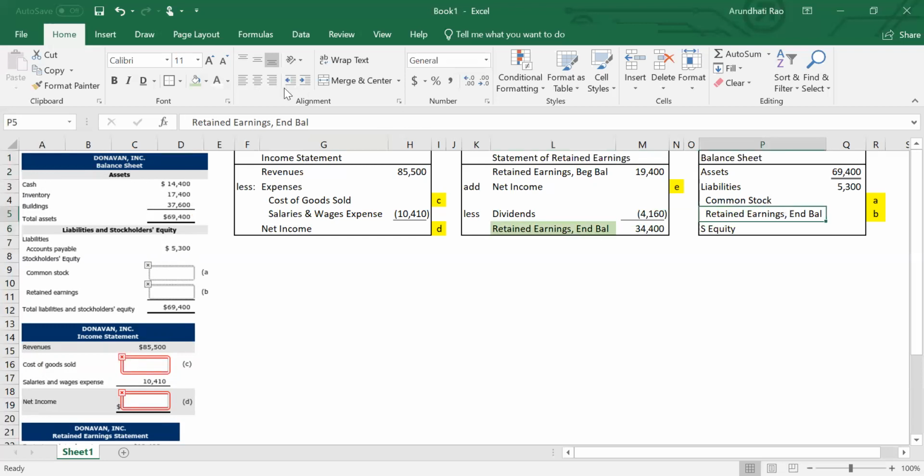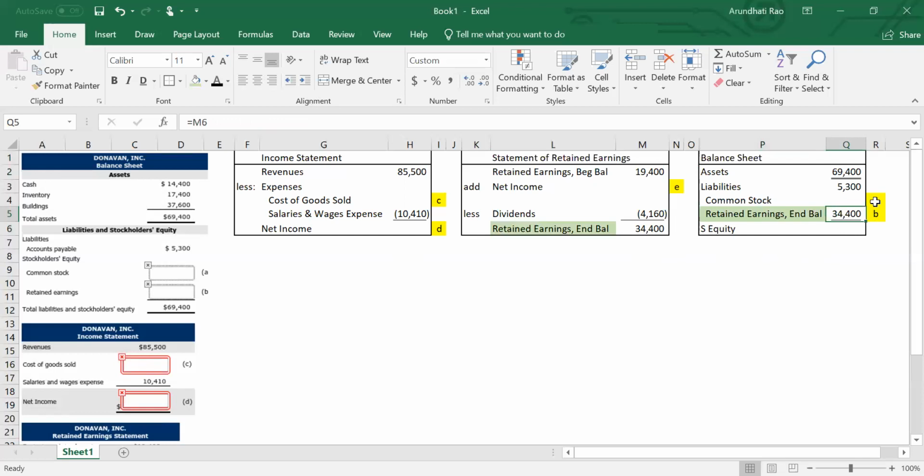So these two have to be the same number. It typically is from the income statement, we get into the statement of retained earnings, and then we come to the balance sheet. Now, in this case, we're just filling the missing numbers. So I have 34,400 over here, so I just bring that number over here. I copy it from here to over here. Let me put this in black font to show you that's the 34,400.